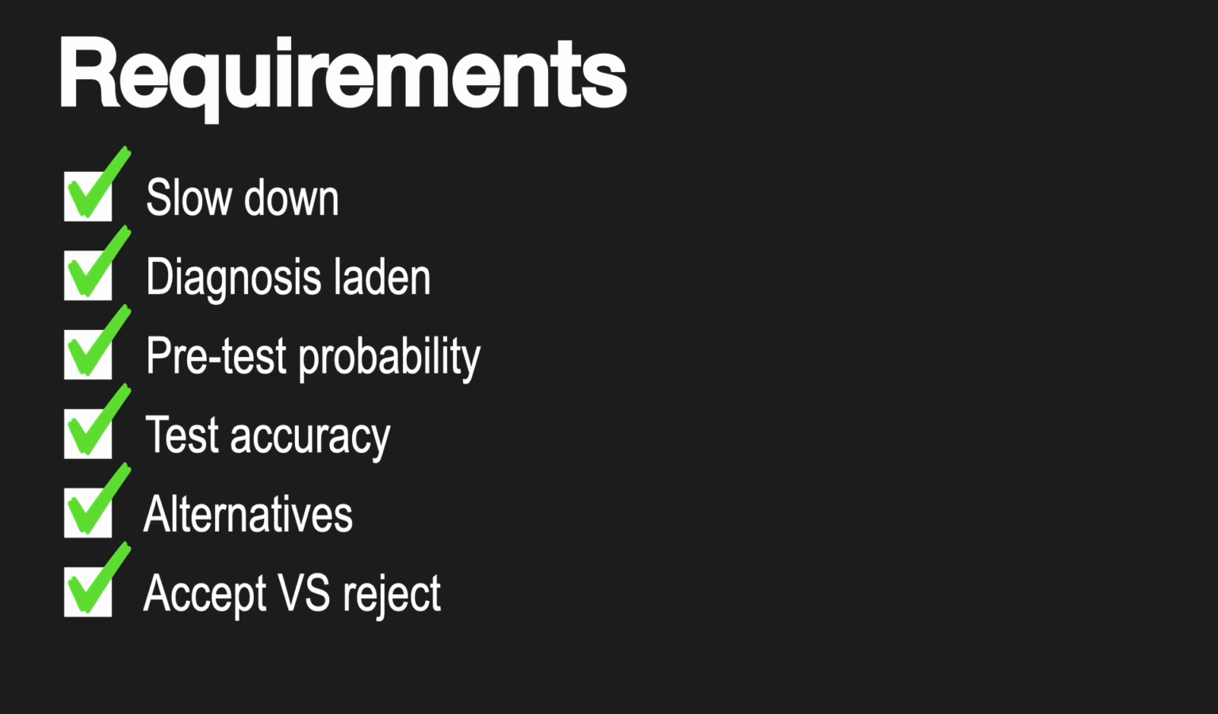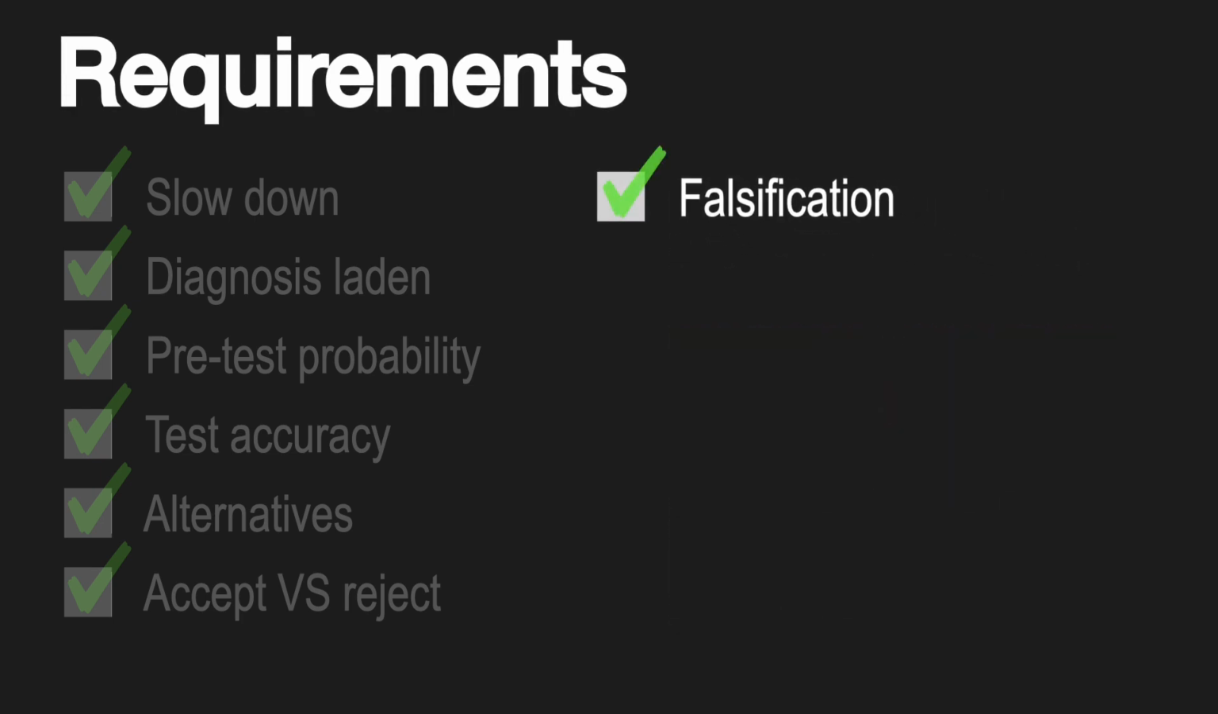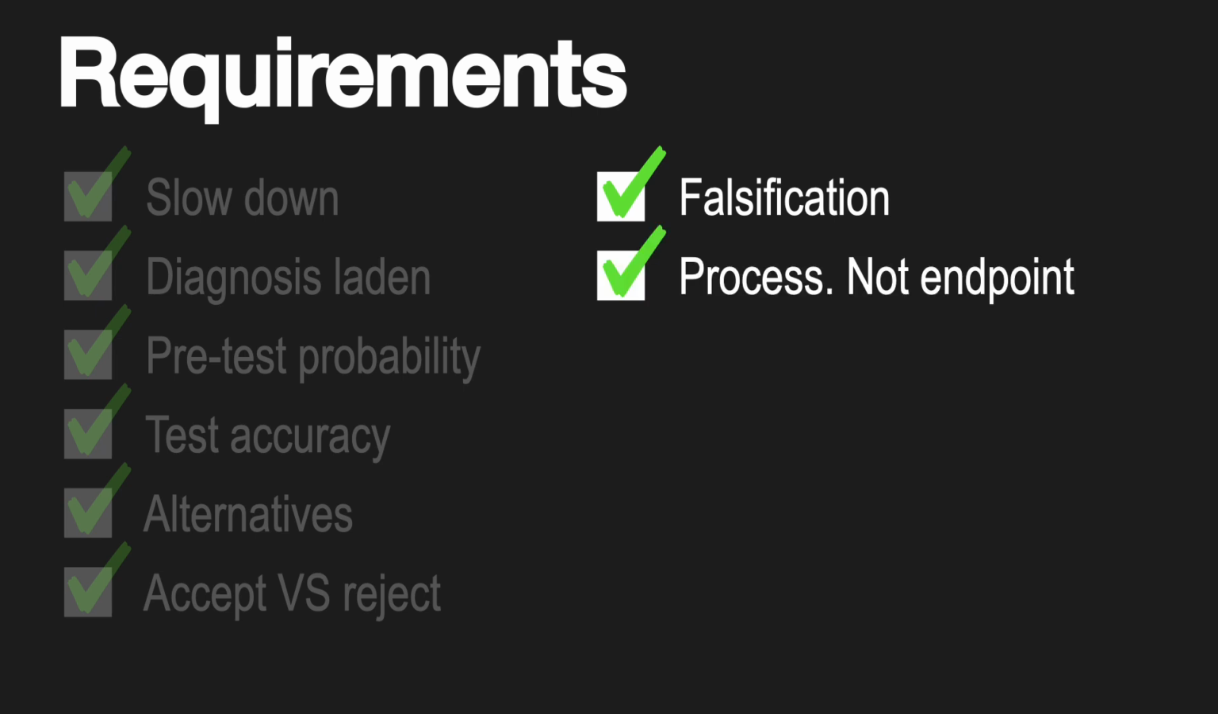Abduction also fulfills requirements we didn't initially consider, like falsification. Comparison puts us in a falsification mindset instead of a confirmation mindset, avoiding confirmation bias. Abduction turns diagnosis into a process, not an endpoint. With System 2, System 1, and Bayes, diagnosis is all about finding that single diagnosis, which not only leads to premature closure, but is unnecessary to care for a patient.